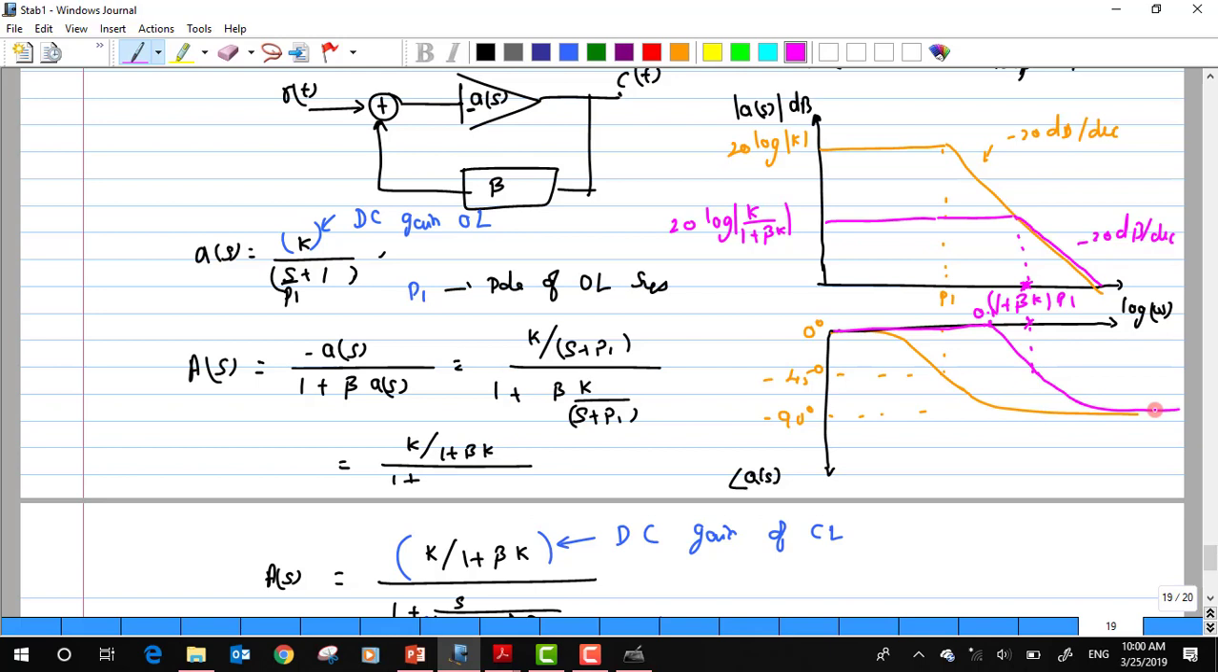Is that all clear? Any doubt in this? Okay. Now what is the inference that we can take home from here? So when I put a closed loop system, what has happened to my gain? The gain got reduced, but what happens to the bandwidth of my system? Increased. Okay, so by whatever factor the gain has been reduced, by the same factor the bandwidth has increased.